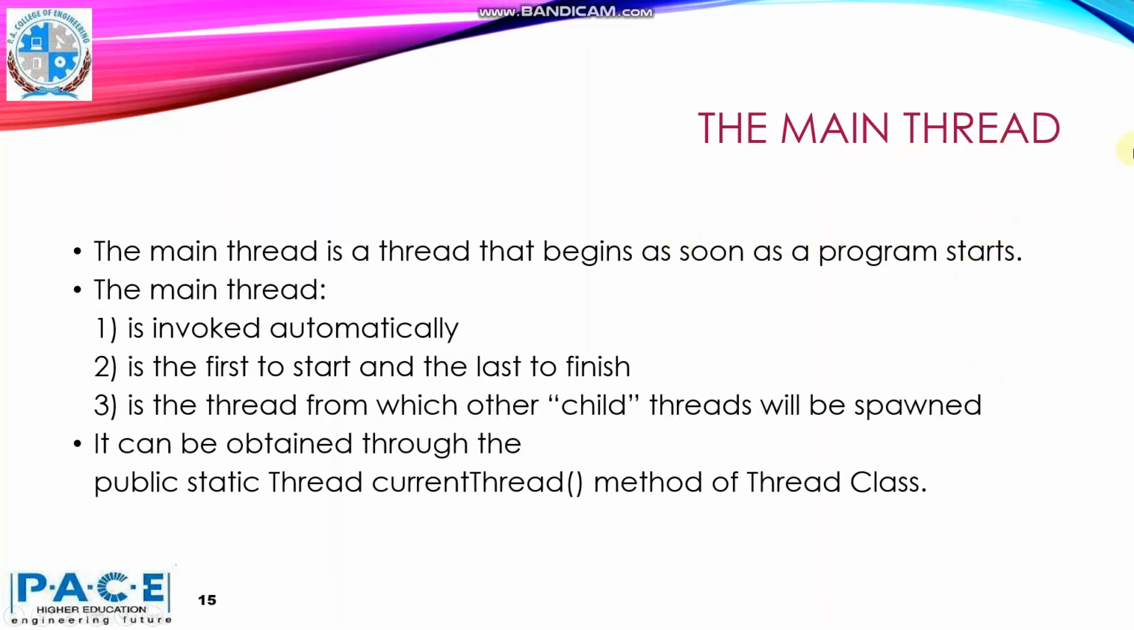Next we discuss the main thread. The main thread is a thread that begins as soon as a program starts. In Java, as soon as the program starts, its execution begins from the main method, right? So the main thread is invoked automatically, is the first to start and the last to finish, and is the thread from which other child threads will be spawned. It can be obtained by calling the currentThread method of the Thread class in the main method.